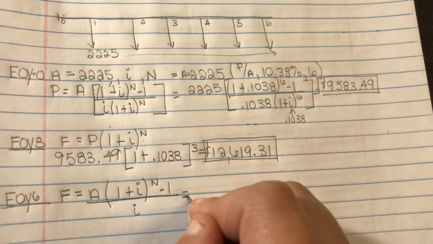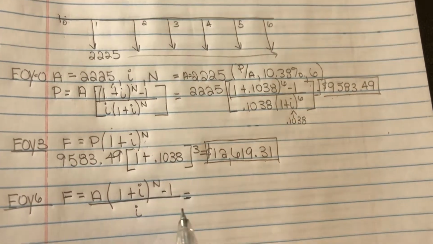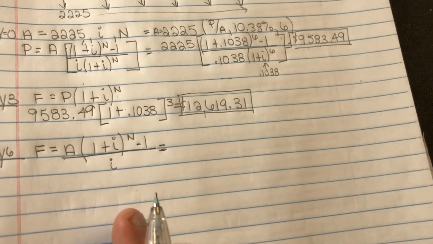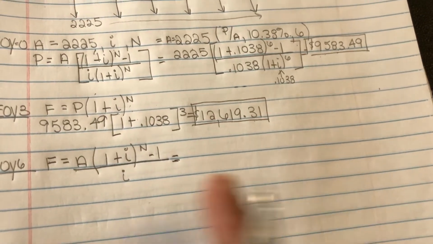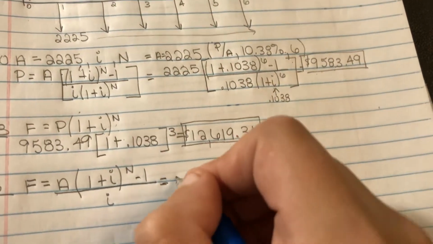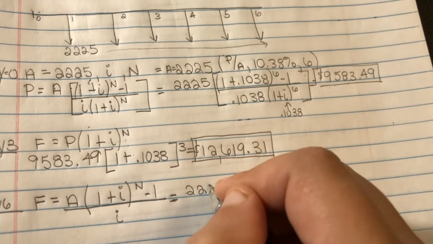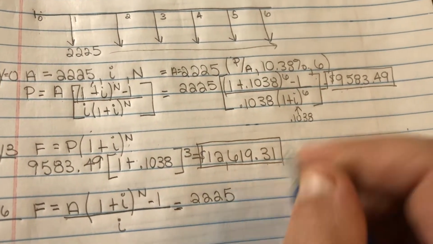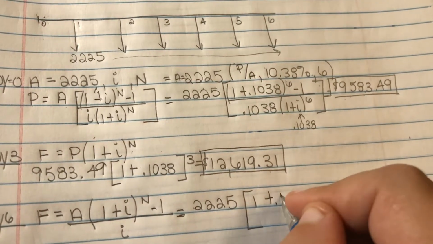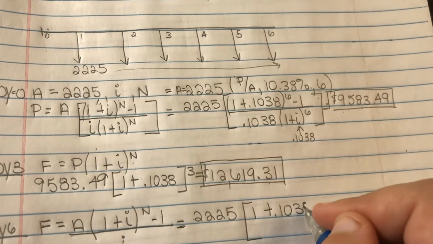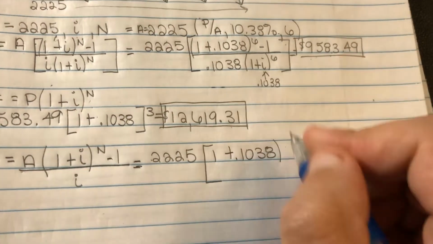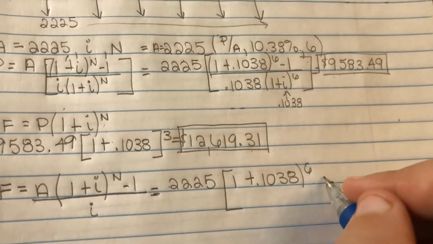So this is going to go back to A, all right? Because this is fine, because you're finding the very last value for your entire time over your payments. Okay. So we're going to go back to 2225 for A. And this one is actually using 6 for N. Minus 1.